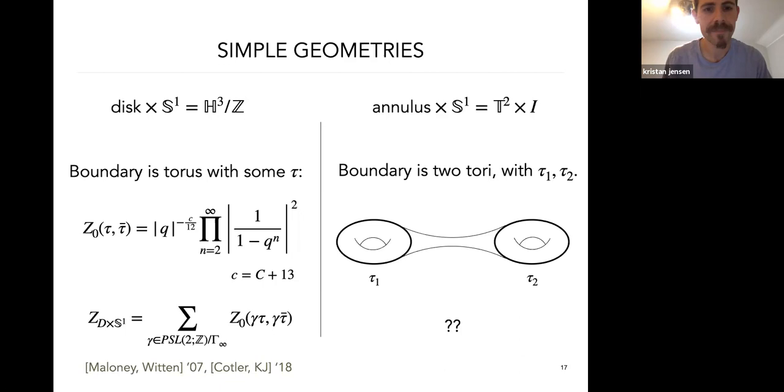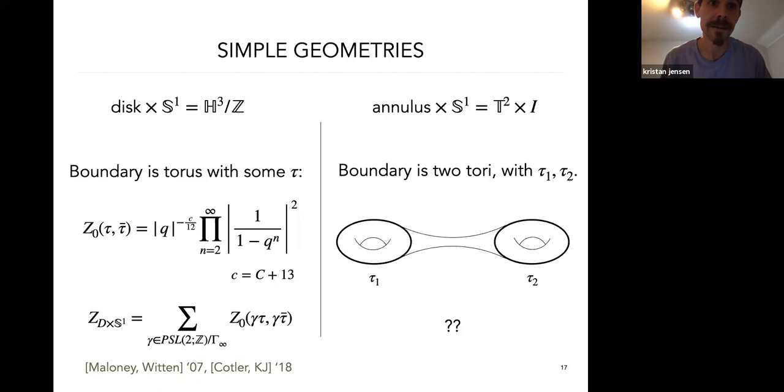This is other people's work. There's some recent impressive work of Maxfield and Turiaci, which would indicate that if you sum over a class of higher topologies beyond disk times S1, those negative norm states are an artifact of limiting your approximation of the path integral to disk times S1. If you include the effect of higher topologies, the ensuing density of states is positive.